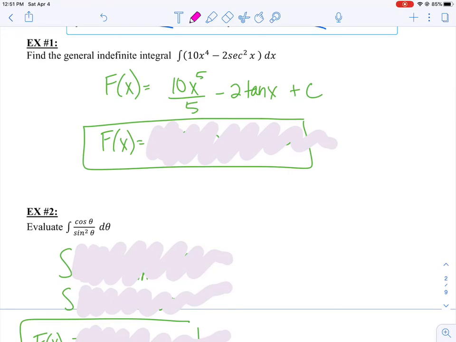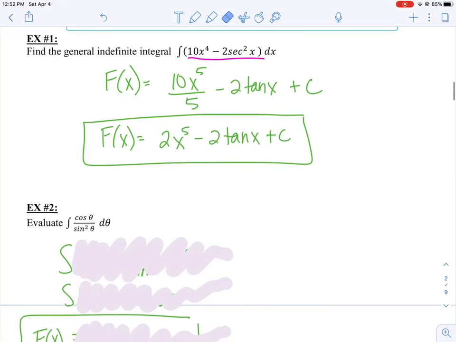Example number 1 asks us to find the general indefinite integral. And so we want to integrate or find the antiderivative of this function. Inside here, my integrand is my derivative, and I want to find the antiderivative. Using my antiderivative rules, I have 10x to the 5th over 5 minus 2, and then the antiderivative of secant squared is tangent x plus c. I'm going to simplify it a little bit, and I ended up getting 2x to the 5th minus 2 tangent x plus c. That is my antiderivative. That is my indefinite integral.